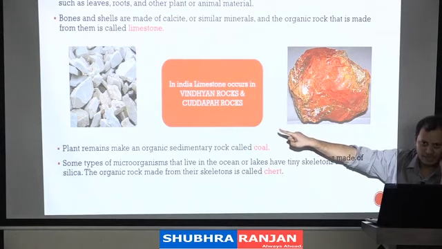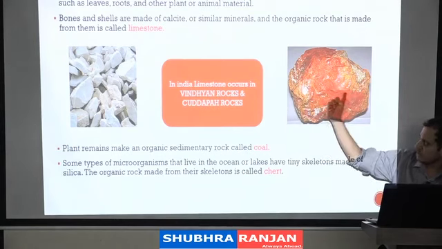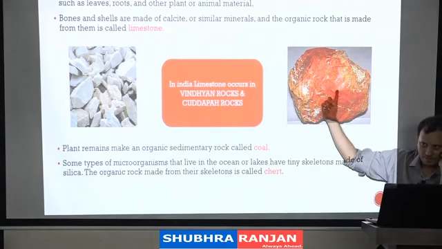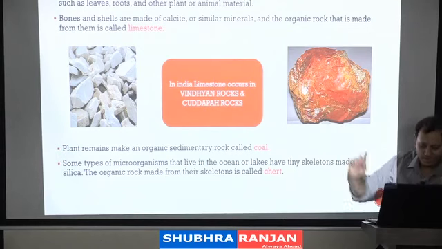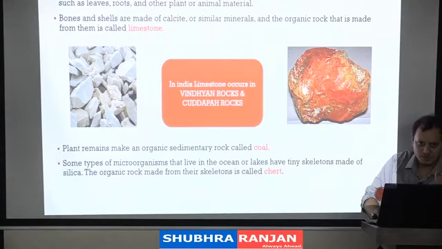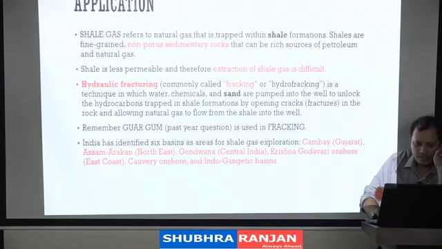Limestone is more of calcium, therefore white in color. Chert is more of silica, so it is slightly darker in color as compared to the limestone. Now see the application part here. First of all, application: shale gas.